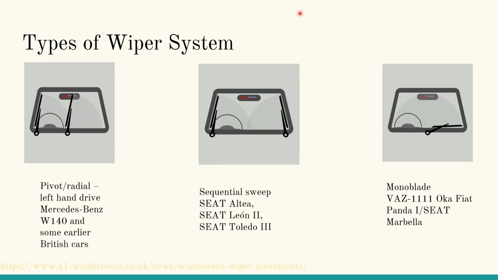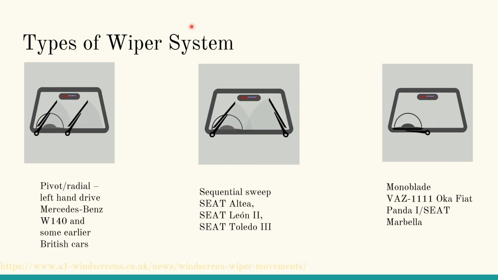The second one is sequential sweep. The mechanism behind this type of windscreen wiper is far more complicated than other designs, as the wipers move in opposite directions at the same time. This allows the blades to cover as much of the windscreen as possible, minimizing the risk of a large unwiped corner on the front passenger side of the windscreen. It is usually found in cars like the Seat Altea, Seat Leon second generation, and Seat Toledo third generation.